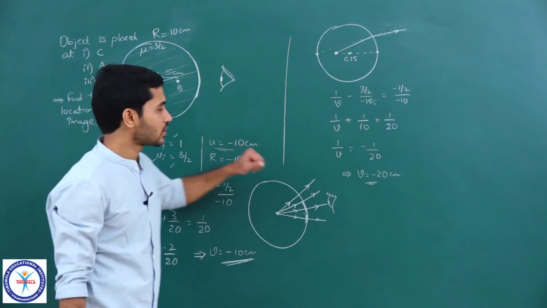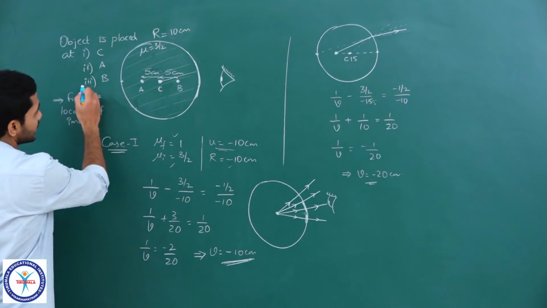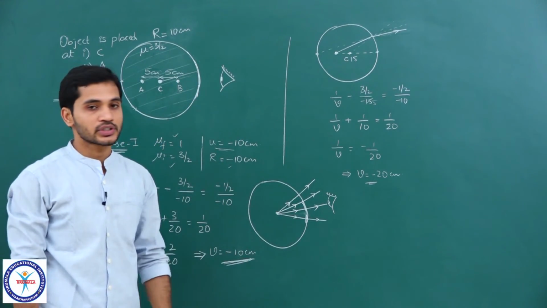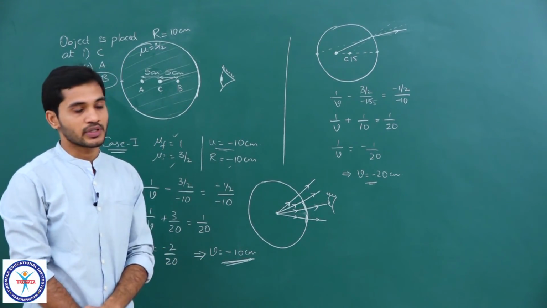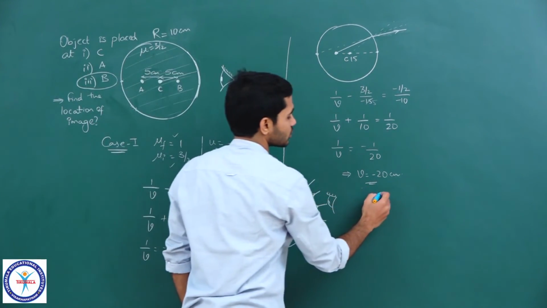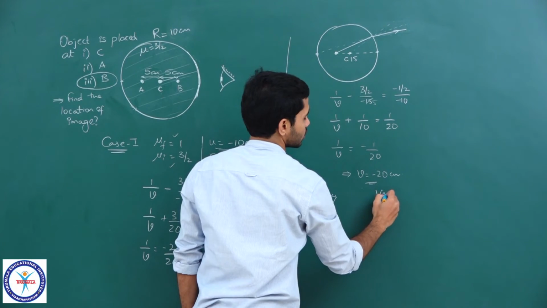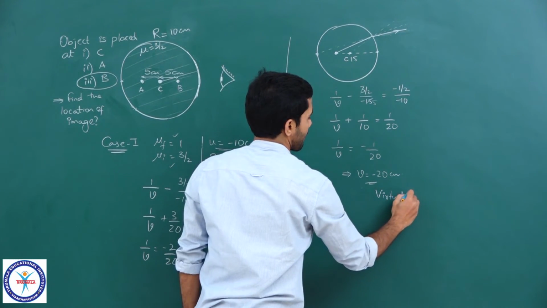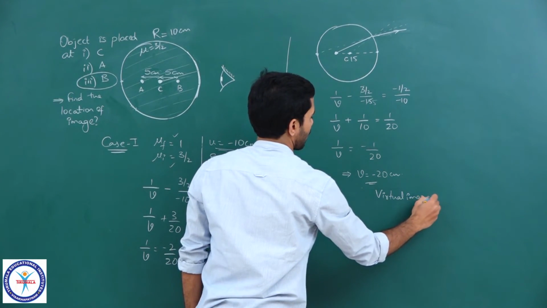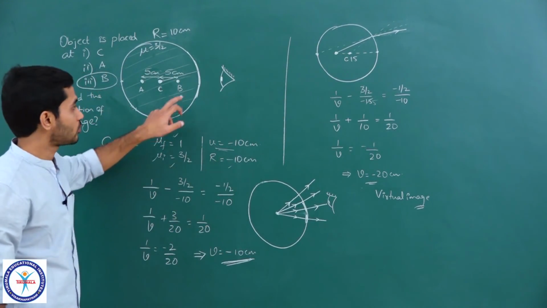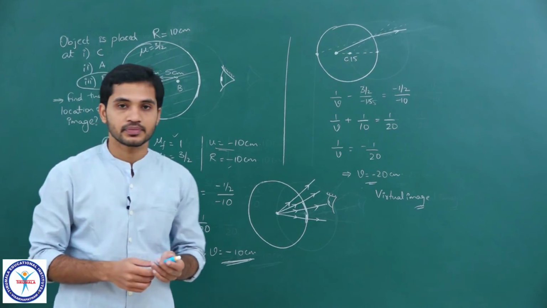So, I would suggest you solve for case 3. When the object is here, write a similar equation and find out where the image is formed. You can easily say that the image which is formed here is a virtual image. Similarly, I would want you to do case 3, when the object is placed at B, right.